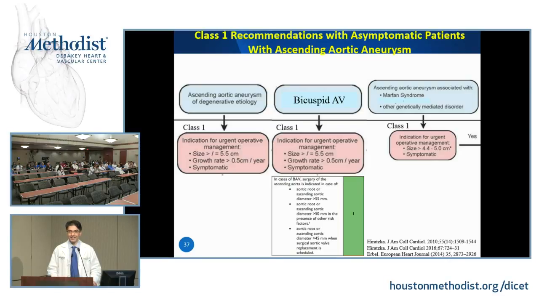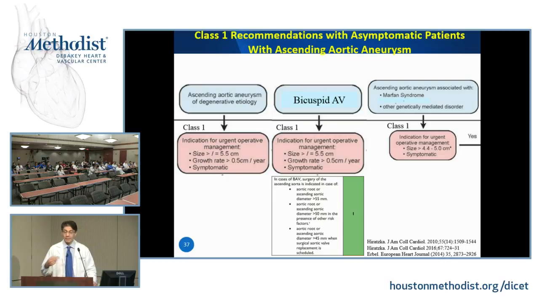So they kind of hammered it out, in the sense of saying it's between 5 and 5.5, because it's reasonable at 5 and Class 1 at 5.5. And then Class 2A, if they have symptoms, history of dissection, other things like that, then you could consider operating early.